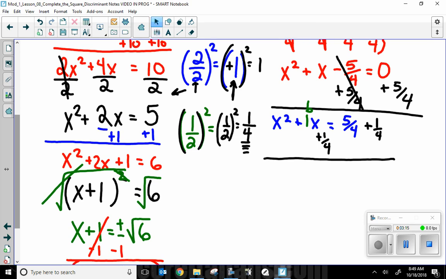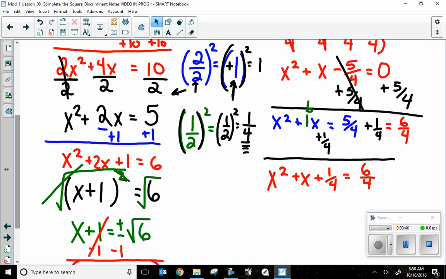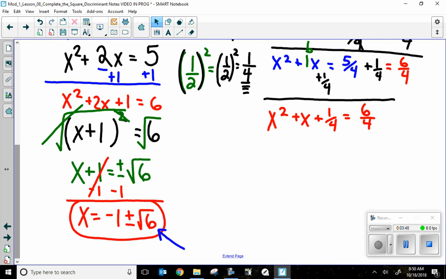Okay. Let's write what we currently have. We have x squared plus x plus 1/4 equals, now if I have 5/4 and I add 1/4, that will give me 6/4. All right, that's nice. I'm just going to leave it like that. But mister, that reduces. It does reduce to 3/2. But let's leave it 6/4 for right now. And we're going to keep working.